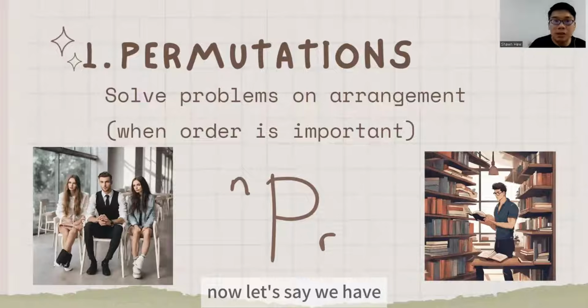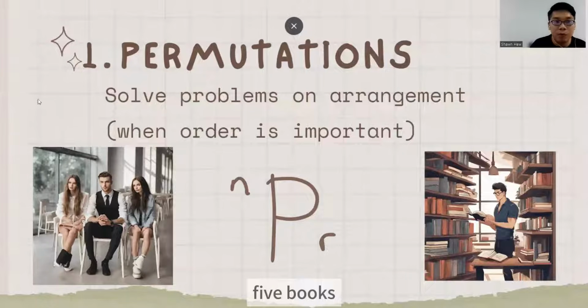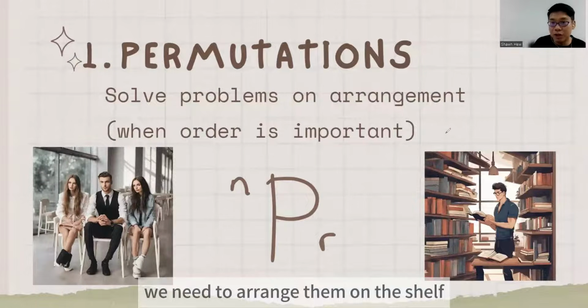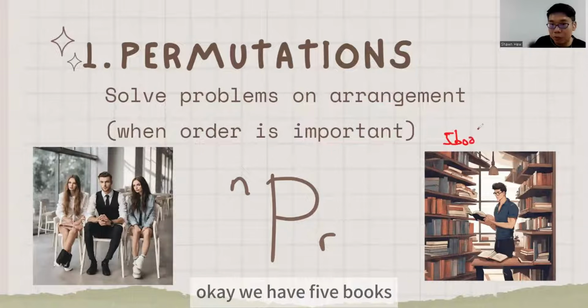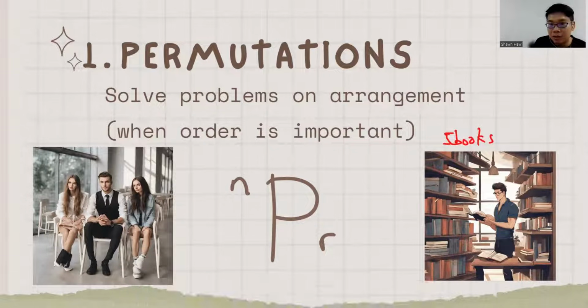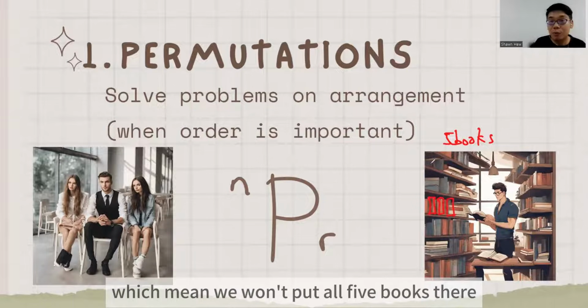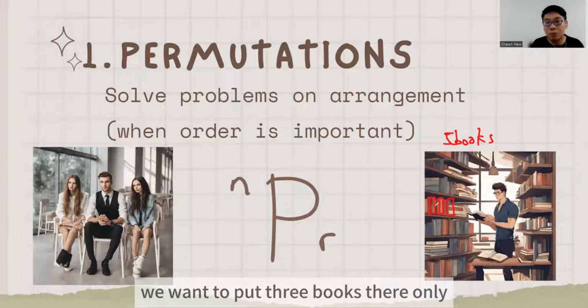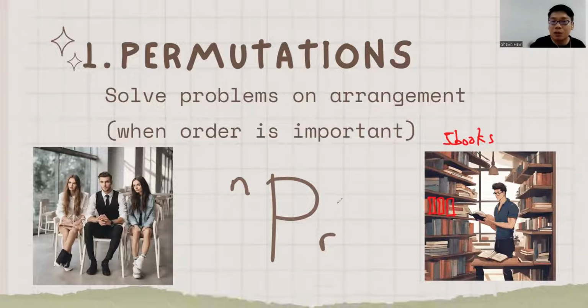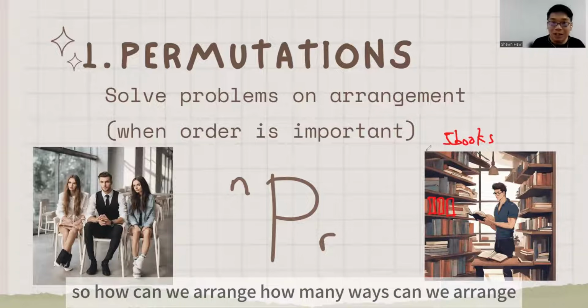So now let's say we have 5 books. We want to arrange them on the shelf. But we only want to arrange them into 3 positions, which means we won't put all 5 books there. We want to put 3 books there only. So how can we arrange? How many ways can we arrange?